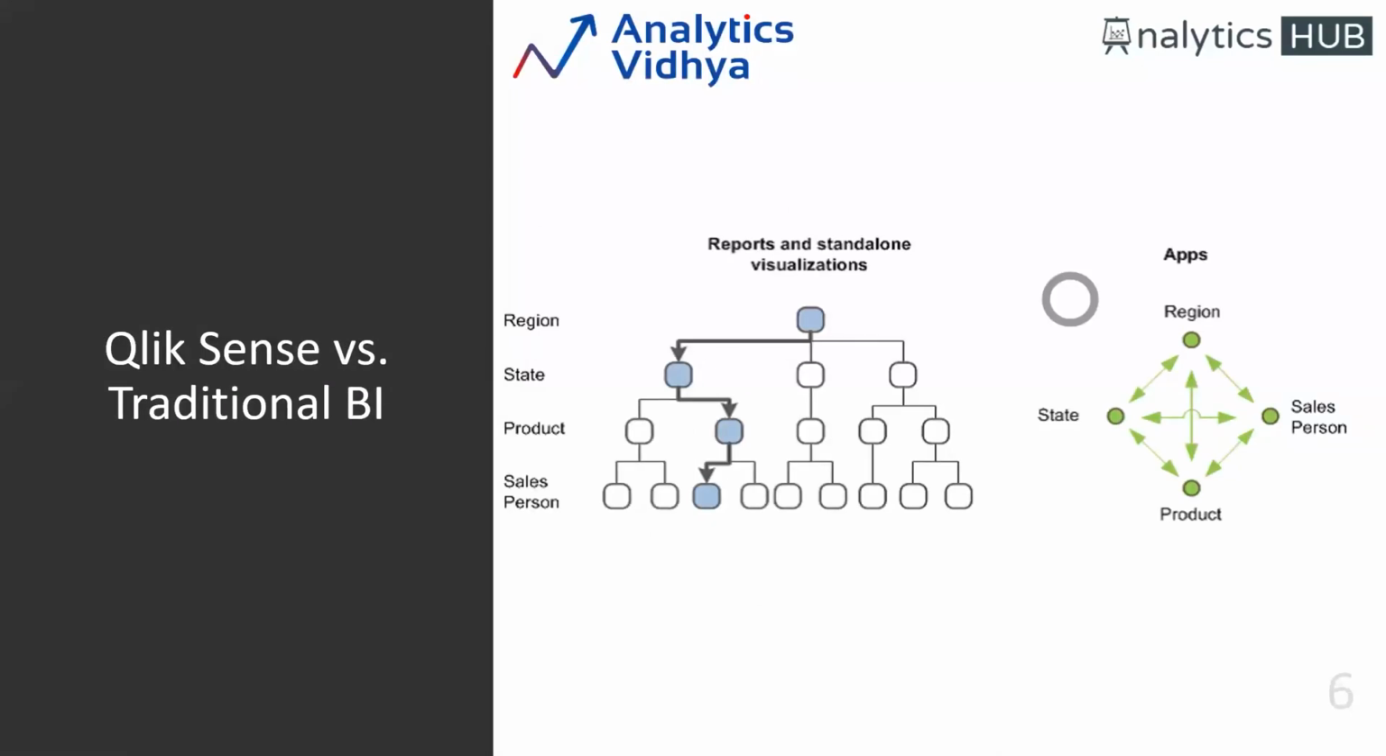So how does it differ from other traditional BI tools? This depiction shows that most of the tools are hierarchical in nature, where you create a hierarchy, for example, an OLAP kind of tool, where you have region, state, product, and sales, and you can only drill in that specific order. Whereas with Qlik Sense, because of its associative indexing engine, you can freely ask questions, as we humans do, and the Qlik Sense model can quickly answer those questions because of the associative nature of the model.